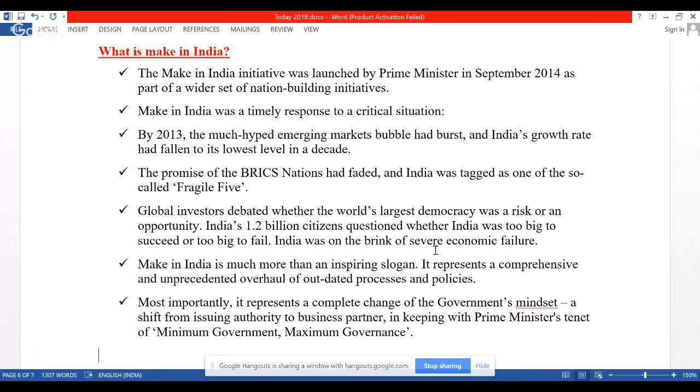Make in India is much more than an inspiring slogan. Kindly remember this. Most importantly, it represents a complete change of the government's mindset. It's a shift from issuing authority to a business partner, in keeping with the Prime Minister's tenet of minimum government and maximum governance, meaning minimum interference by the government and maximum deliverability. That is called maximum governance.